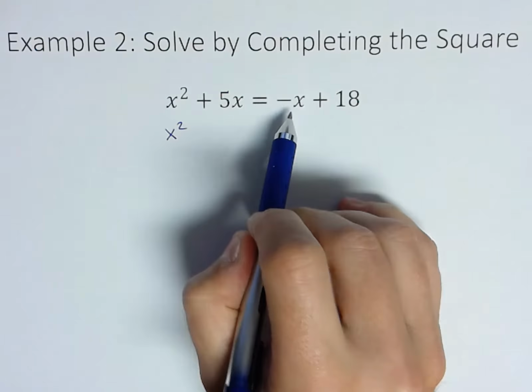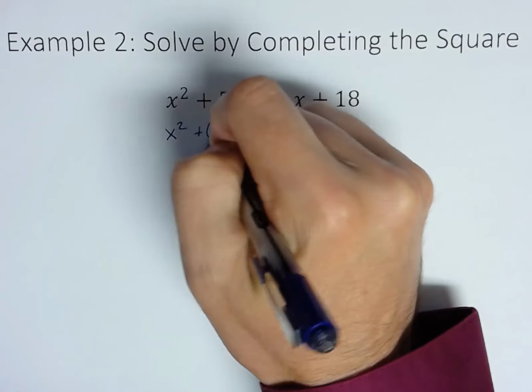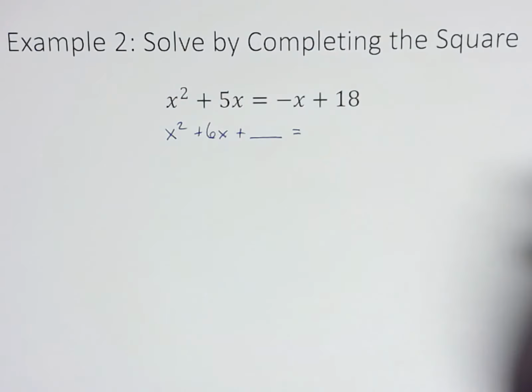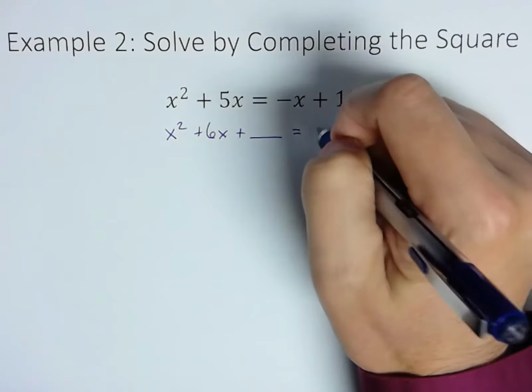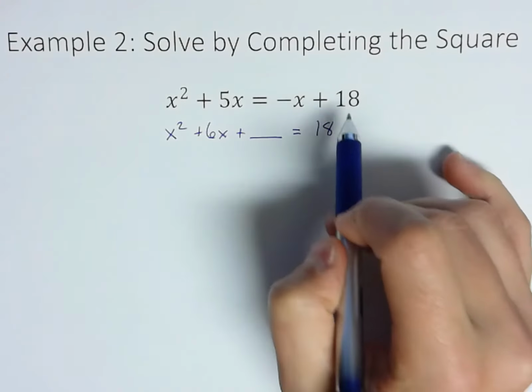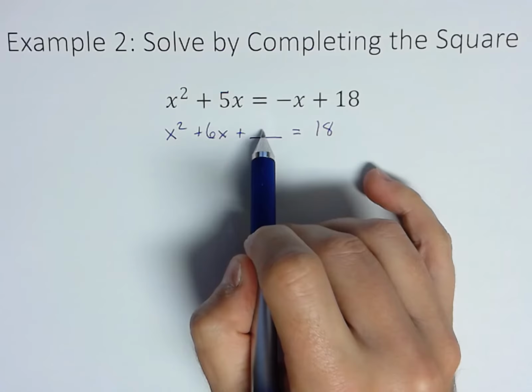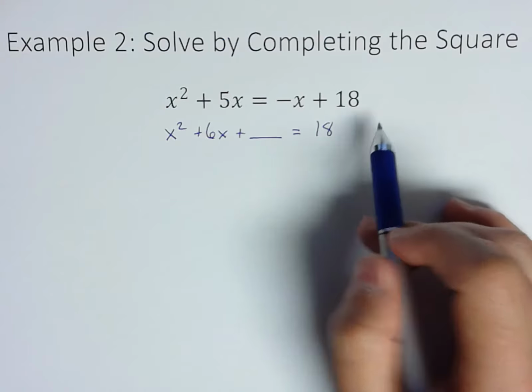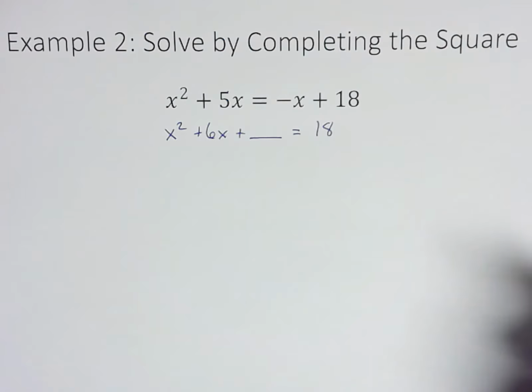Now 5x plus x would be plus 6x plus something. I'm going to go ahead and leave myself a space there to complete the square. And I've got that 18 over. Again, if you wanted to take that 18, we'd have minus 18 here. Then you'd say, oh yeah, I'm going to take that to the other side anyway. So we can just leave it over here.